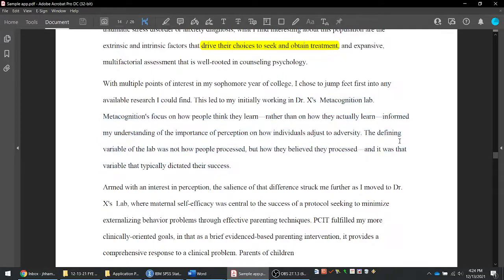It's okay to include, but I kind of already know about this from the CV, from the resume that I read before, right? Like, okay, they're talking about this. It was on the CV. I saw on the CV some of the things they're doing. So I'm looking for novel content. So what is this? Informed my understanding of the important perception found in individuals adjusting to adversity. So this is what she's saying she got out of the experience, okay, blah, blah, blah.